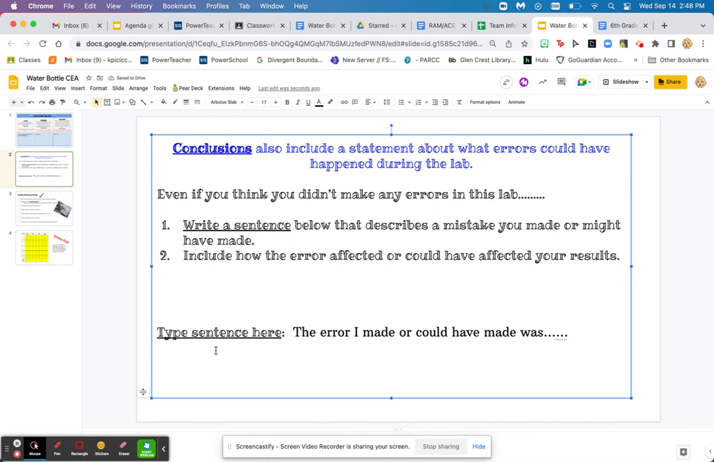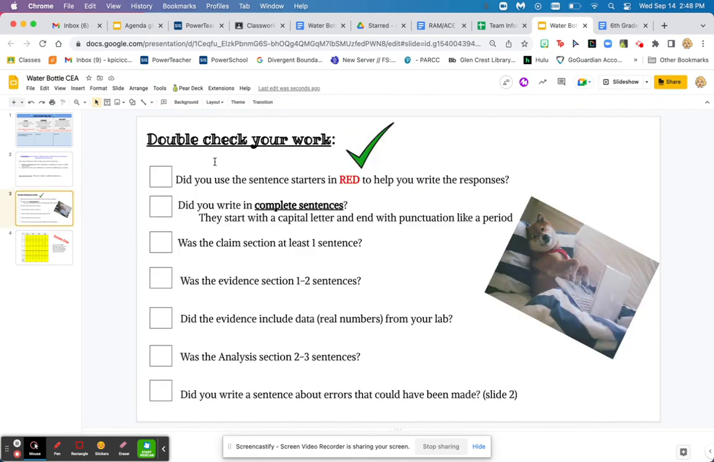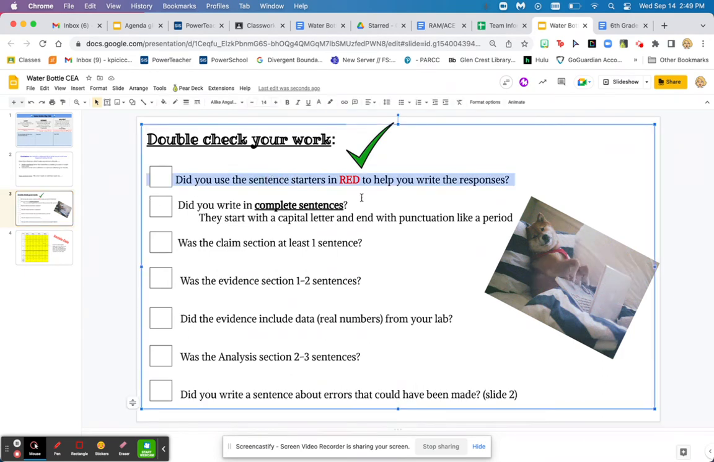Okay. When you're done with that, you're going to go to the third slide. The third slide is not anything that you have to do, it's just a checklist. You're going to get a grade on this lab, and it's a meteor grade, okay, which means that it's worth more. So I would go through and make sure I did all these things. Did you use the sentence starters in red? Did you write in complete sentences? Did you have a claim that was one sentence? All the checklists. Go through and use it as a way to know whether you're done or not.